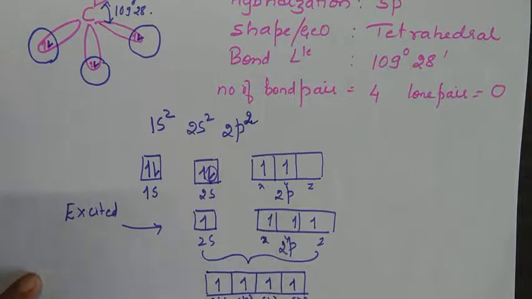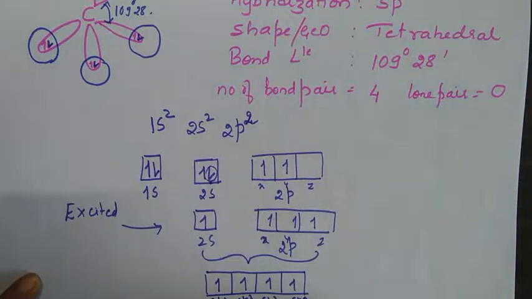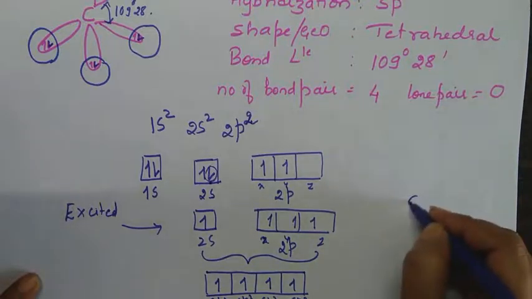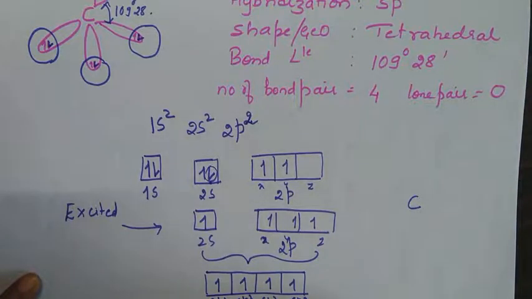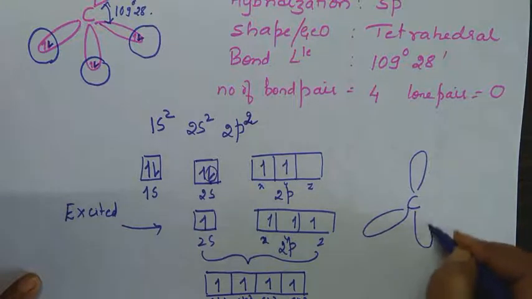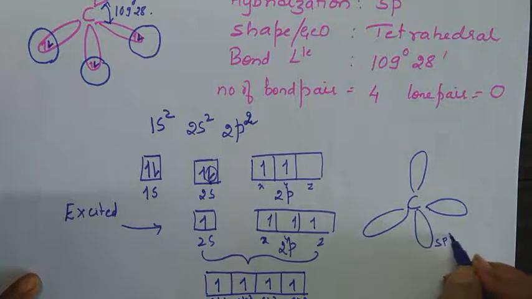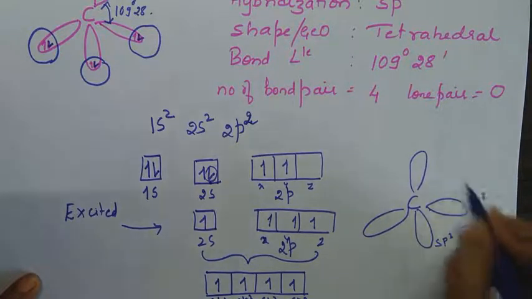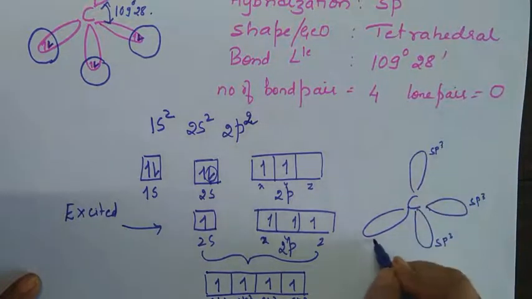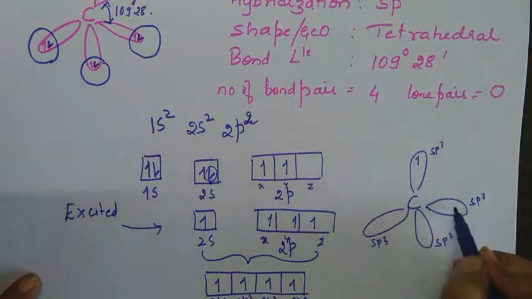Yes. So this I can show in the form of orbital structure. This is for which atom I have written? Carbon. How many sp3 hybrid orbitals are there? 4. So 1, 2, 3, 4. What is the name of these orbitals? sp3 hybrid orbitals. Right. Now how many electrons do they have? 1 each. So I have written 1 electron each.